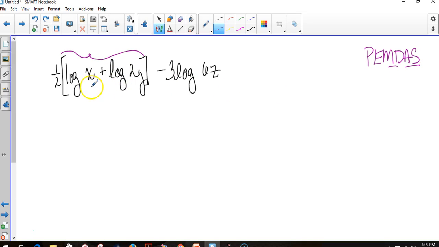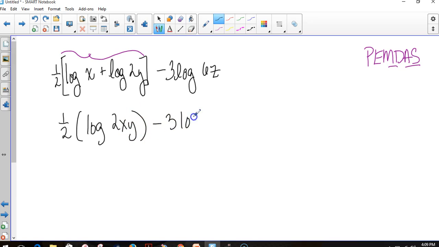So I'm going to have this log x plus a log 2y. I'm going to squeeze them into one log for a log 2xy. And I have a log something that looks like that. Minus 3 log 6z. Now I'll deal with my power to a power rule. This 1/2 is going to come up.